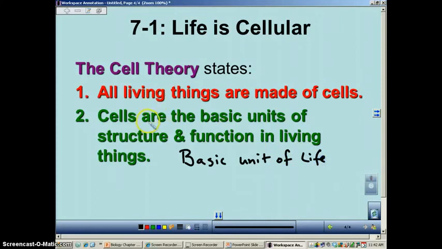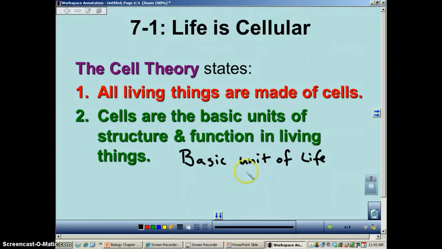Items number one and number two in the cell theory are basically a combination of Schleiden and Schwann put together. If all plants and all animals are made up of cells, it's a safe assumption that all living things are made up of cells. And in fact, if you look at protists, if you look at fungi, if you look at bacteria, they are also made out of cells. So that makes this basic unit of life term appropriate.